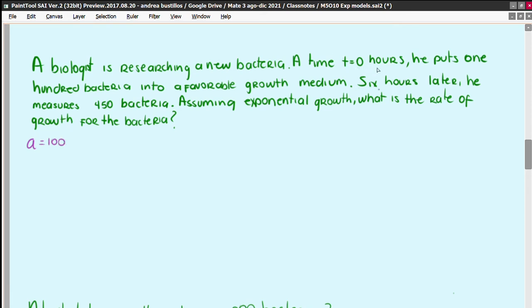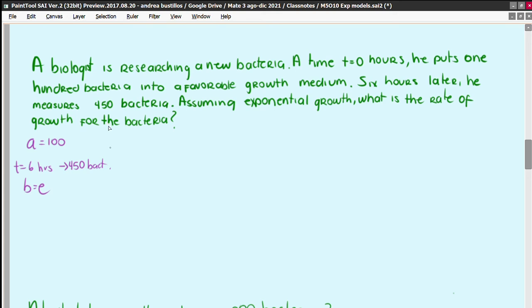Now, 6 hours later, I have 450 bacteria. So, after 6 hours, that is when t equals 6, I have a growth of 450 bacteria. Assuming an exponential growth, meaning my base is e, what is the rate of growth for the bacteria?